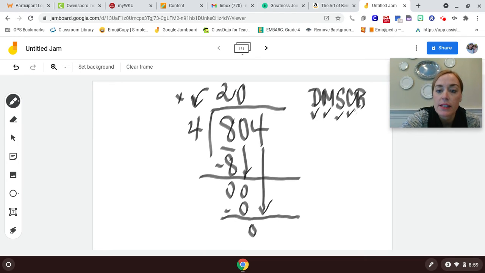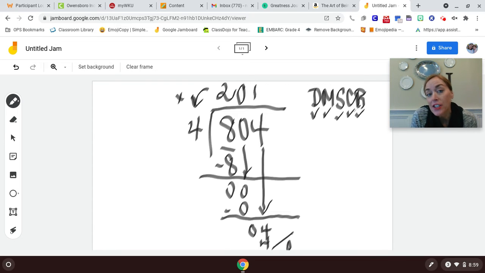So now I've done all my steps. I'm bringing down my ones place. How many times can 4 go into 4? Well, 1 time. So there's my division. Multiply 1 times 4, I get 4. If I subtract, I get 0. So I know I don't have a remainder. So 201 is my quotient, or my answer.